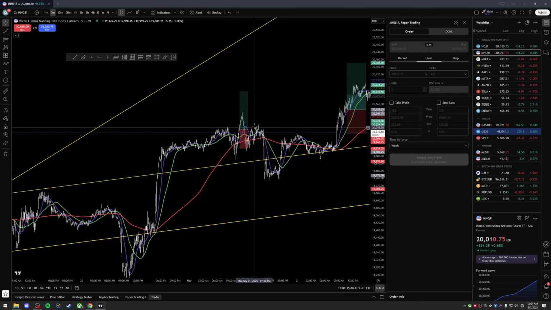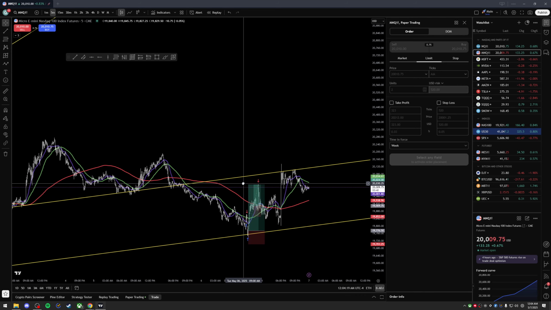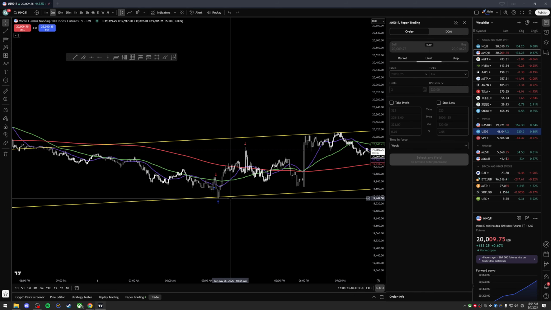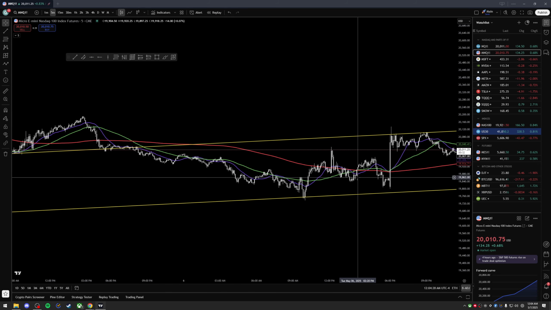It is what it is. So we can safely delete this, that, and today's trade. Don't mind these arrows. This is just me messing around on this paper trading account.